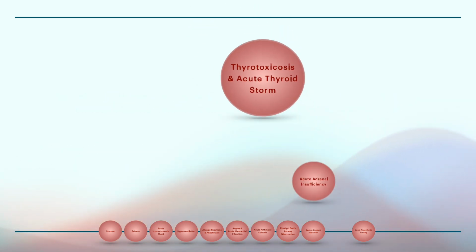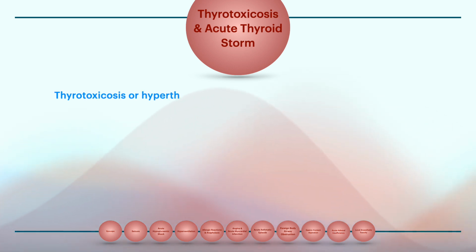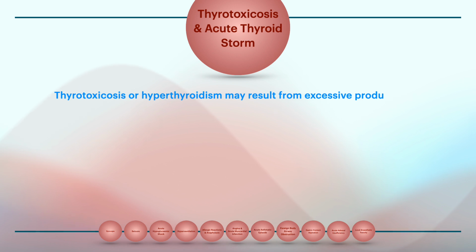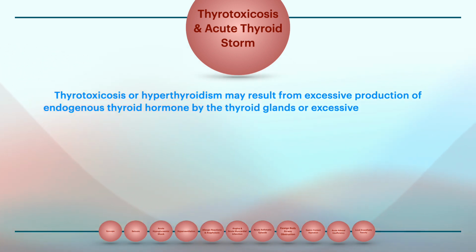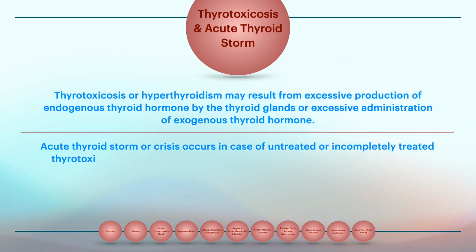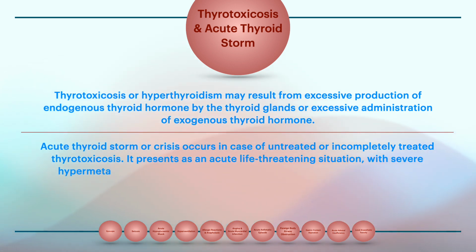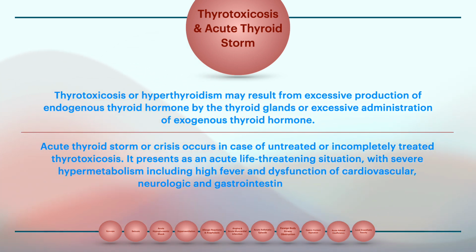Now coming to thyrotoxicosis and acute thyroid storm. Thyrotoxicosis may result from excessive production of endogenous thyroid hormone by the thyroid glands or excessive administration of exogenous thyroid hormones. On the other hand, acute thyroid storm or crisis occurs in case of untreated or incompletely treated thyrotoxicosis. It presents as an acute life-threatening situation with severe hypermetabolism, including high fever, and dysfunction of cardiovascular, neurologic, and gastrointestinal systems.